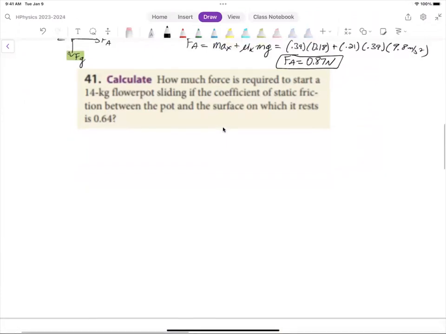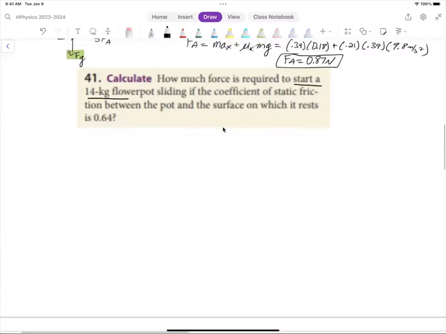How much force is required to start a 14 kilogram flower pot sliding if the coefficient of static friction between the pot and the surface on which it rests is 0.64? So I have a flower pot. I have my tulips. I'm sitting on a surface that has friction. It's a rough surface. And I'm going to put a force on it. And I put a little force, and then I put a little bit bigger, and I put a little bit bigger, and it still won't go. I have to reach a certain amount of friction, I'm sorry, force, in order to break what?